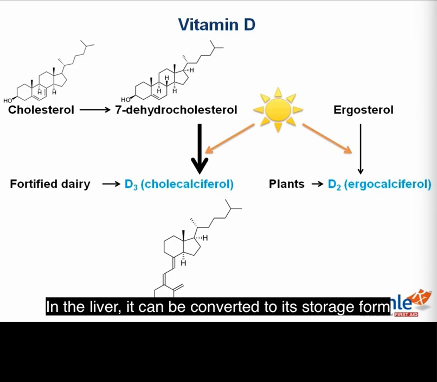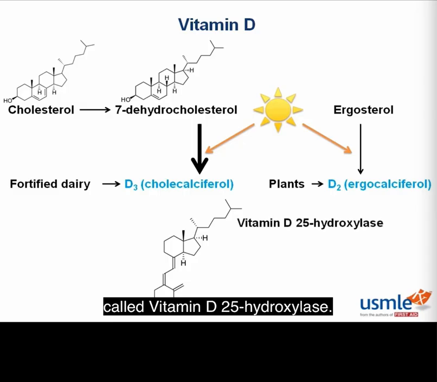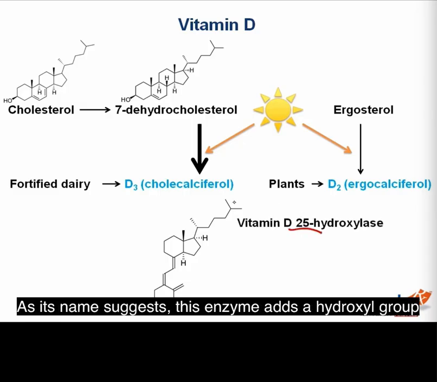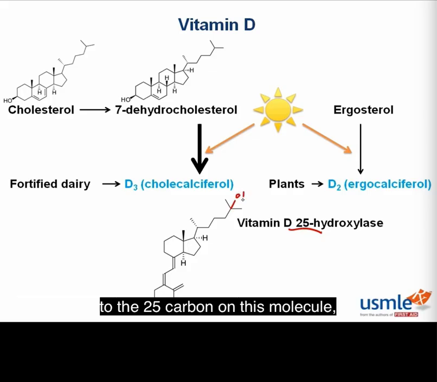In the liver, it can be converted to its storage form by an enzyme that's only produced in the liver, called vitamin D 25-hydroxylase. As its name suggests, this enzyme adds a hydroxyl group to the 25 carbon on this molecule, which is this one up here.